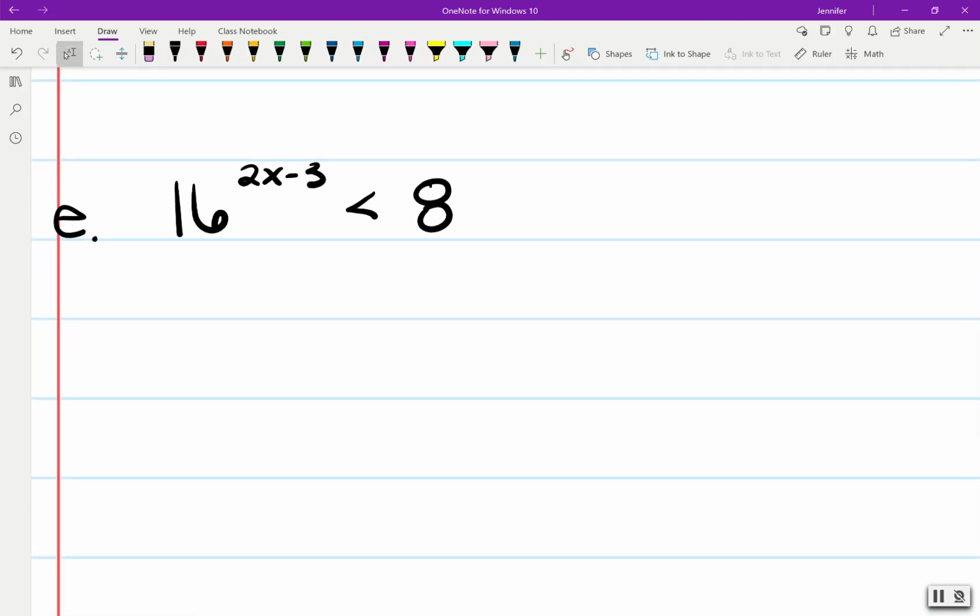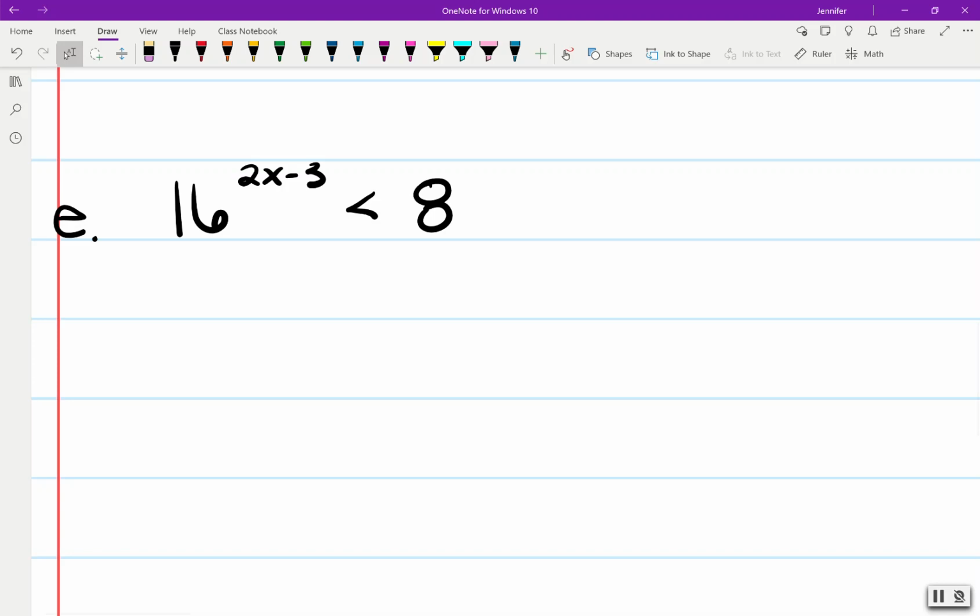Okay, give me a head nod. Do we have the same base? No. Could we rewrite 8 in terms of 16? Can't we write it as 8 squared? No. So that's a really common mistake. Sometimes we think 8 squared is 16 because of the 8 times 2. But 8 squared is actually 64 because we're multiplying 8 times 8.